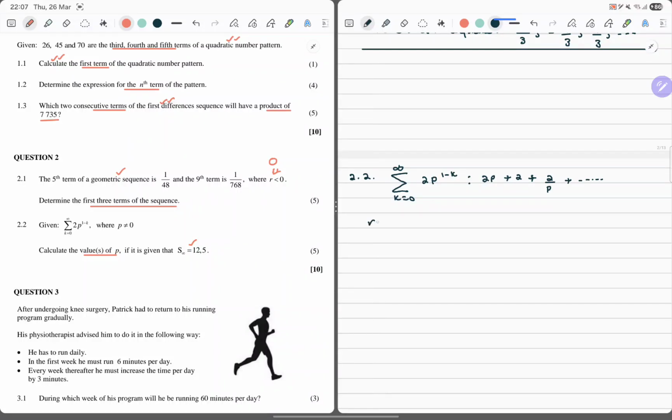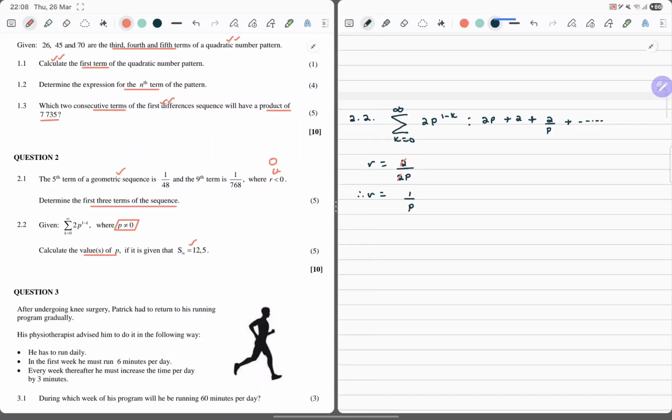So all we want is to say r is going to be 2 divided by 2p, where the 2's will divide to 1. Therefore, our r is equal to 1 over p. Okay, and now it makes sense why p cannot be 0, because we cannot divide by 0. Right, so this is good.